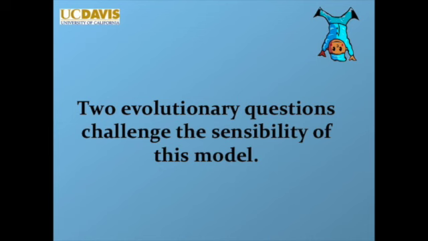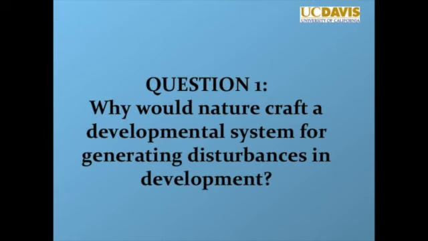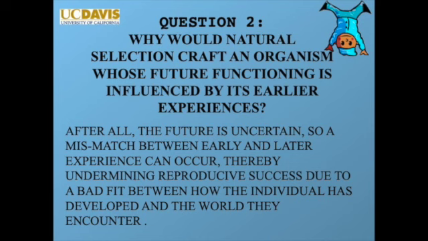But here are two evolutionary questions challenging the sensibility of this long-standing, traditional, I would say up to a point, very useful dual risk model. Again, I don't want to throw the baby out with the bathwater, but I want to change the direction of how we think about the nature of development. The first is, why would nature craft a developmental system for generating, quote, disturbances in development, dysfunctions, disorder? But more intriguing is one that we never question, even. Why would natural selection craft an organism whose future functioning is influenced by its earlier experiences?